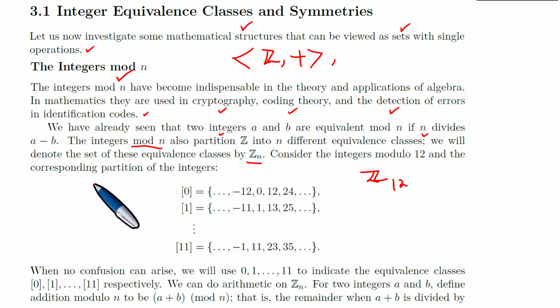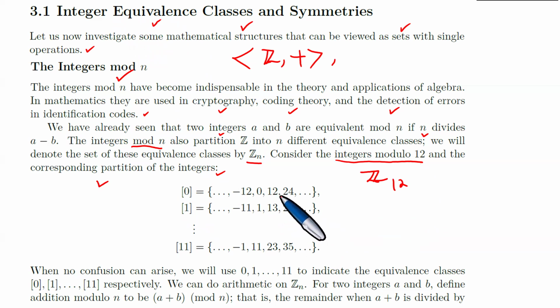Looking at z subscript 12, and the corresponding partition of the integers. Let's discuss the notion of the partition of the integers. Here's the language, in the integers modulo 12. So now we're able to see the equivalence class that contains 0, the integers that are equivalent to 0, and because we're looking at integers modulo 12, we can see the multiples of 12.